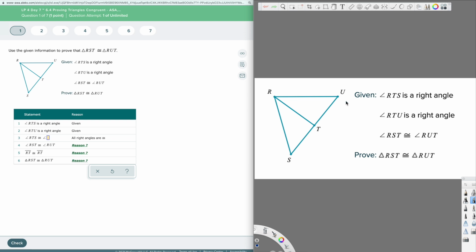And then on the side here, they give me a bunch more information. They tell me that RTS is a right angle. I know that. I'm given that. Am I going to have to define what right angles equal or what that means for this other side here? Yes. As soon as I hear the words right angle, I'm going to have to define something about that. Anytime we're given a word in the given like that.